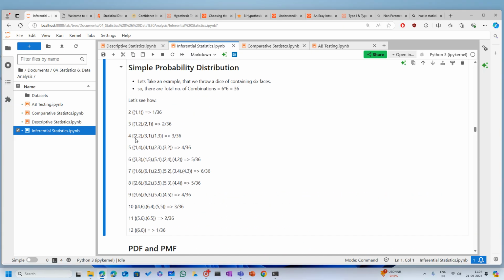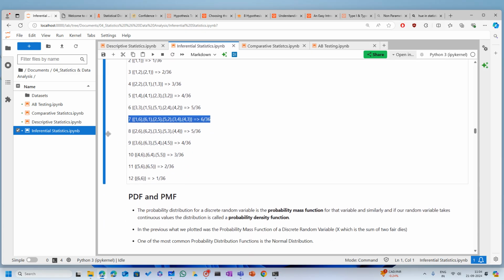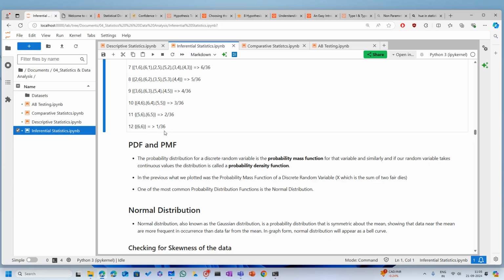This being the sum of the sides. Each time when you roll, what is the probability that you will get 1 and 1, and the sum totaling to 2? That is the probability of 1 by 36. That way, the most number of times you will get the sum is 7, and the highest sum is 12, 6 and 6 if you roll it twice. So this is how you can calculate the distribution.